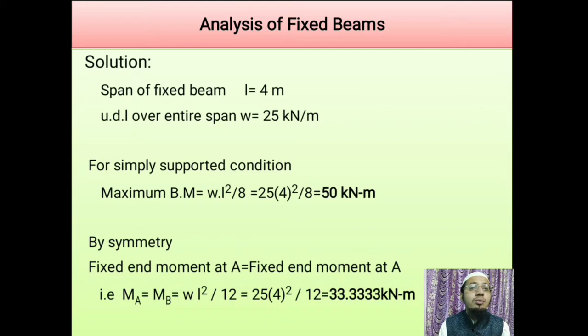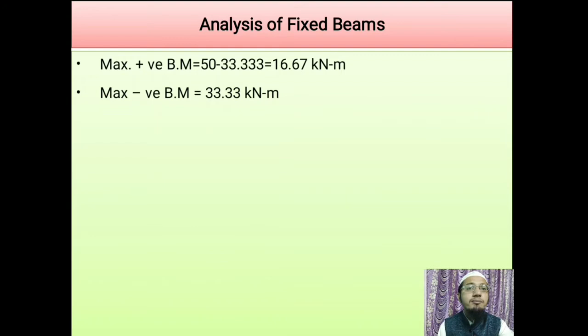So we can say MA equals MB, and we know the formula for such a condition is WL square by 12. Here W is 25 kilonewton per meter, and the span is 4 meter, so 25 into 4 square by 12. We will get the fixed end moments MA or MB as 33.33 kilonewton meter. Okay. Now what about the maximum positive bending moment?